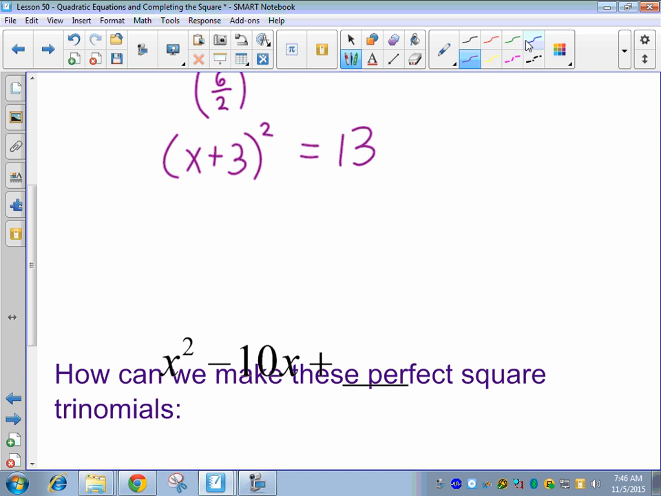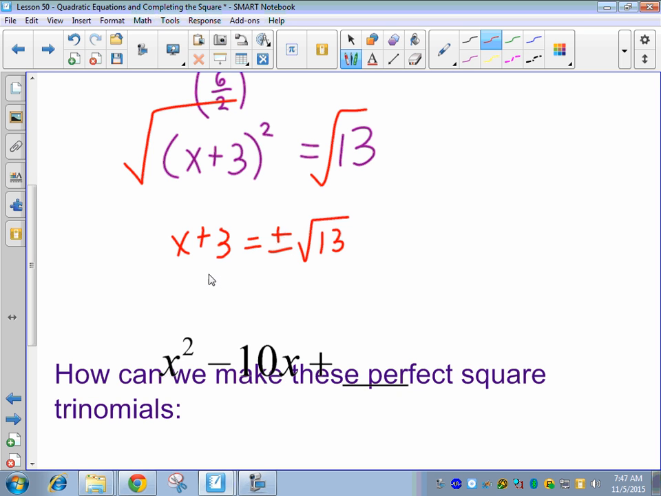Okay. Now we solve like you guys have been solving. So from here, this should look familiar because the book sort of prepped you for this, which is really nice. Thanks, Saxon. So we're going to square root both of these. So the square root of this, that gets rid of the square, and we just have x plus 3. And on the right-hand side, we get plus and minus the square root of 13. Don't forget that. And then we subtract the 3 from both sides.